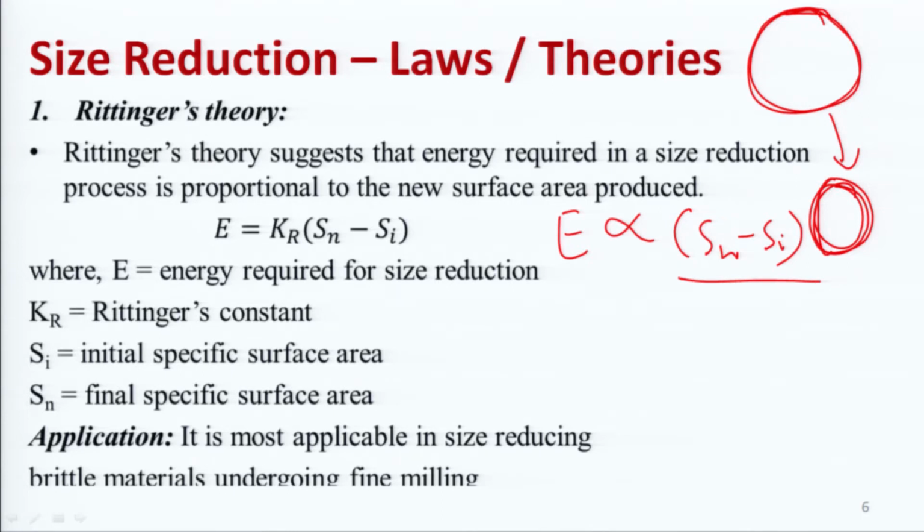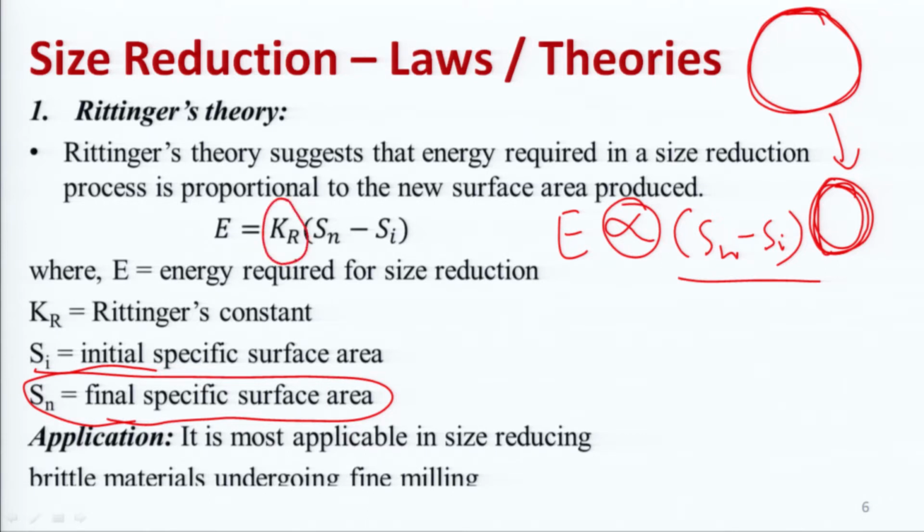Sn is the final specific surface area and Si is the initial surface area, or we can say that Sn is the new surface area produced and Si is the initial surface area of the material. So, if we remove the proportionality sign, then Kr is introduced into the equation.